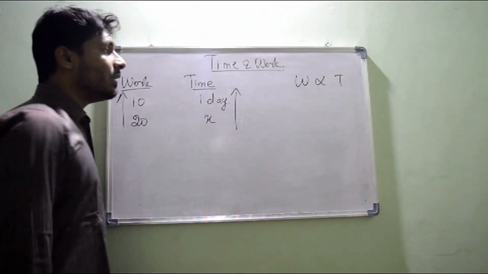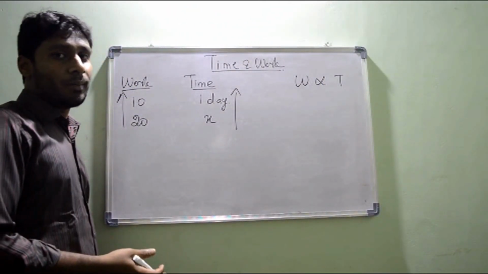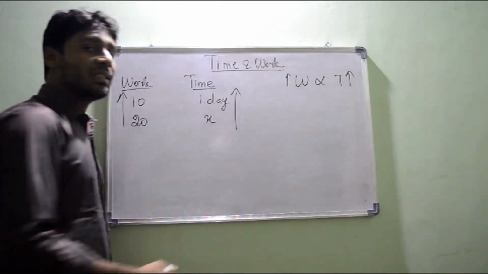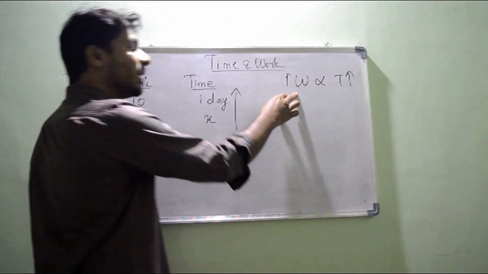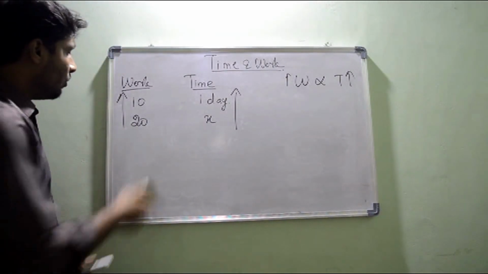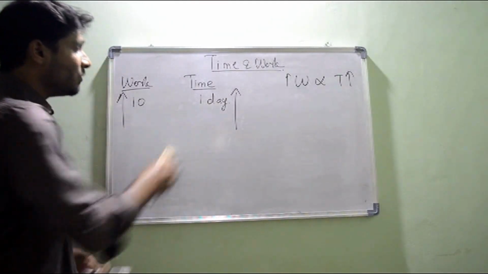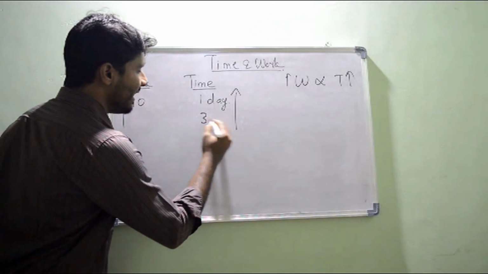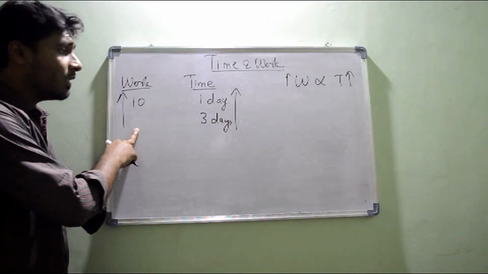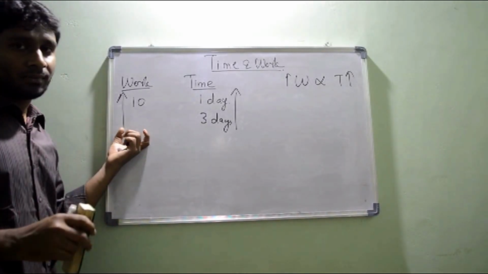So I can simply say that work and time are directly proportional to each other. Got it? When work increases, time will also increase, and vice versa, when time increases, work also will increase. Say for example, I have one day, I can do 10 work. If I have 3 days, how much work can I do here? 30 works. Simple. So if time increases, work also will increase.